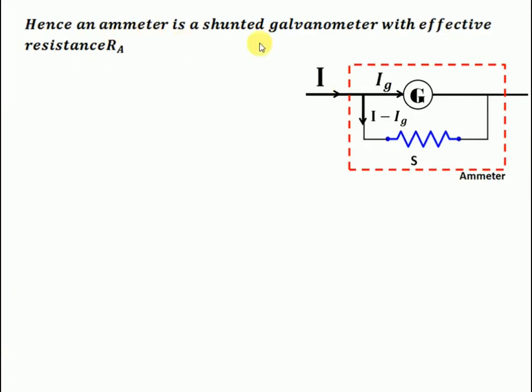Hence an ammeter is a shunted galvanometer with effective resistance Ra, and the effective resistance is the parallel combination of two resistances. If you solve this, you will get the effective resistance as G into S divided by G plus S, and the effective resistance is less than the resistance of the shunt, because we know in a parallel combination the total resistance is less than either of the resistances.